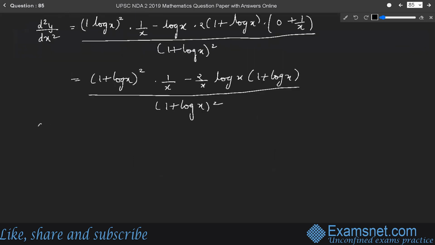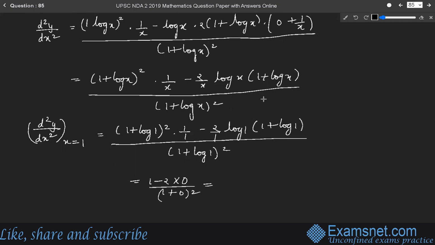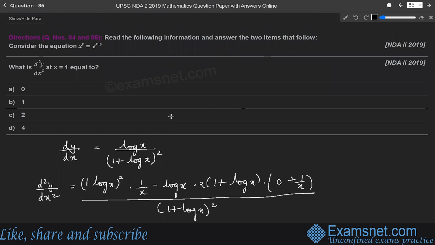Therefore, we can say that d square y upon dx square at x equal to 1 will be 1 plus log 1 square into 1 by 1 minus 2 by 1 into log 1 into 1 plus log 1, whole divided by 1 plus log 1 whole square. So it will be equal to 1 minus 2 into 0 divided by 1 plus 0 whole square. So it will be equal to 1 upon 1, which is 1. Therefore, we can say that the correct answer for this question is option number B, which is 1.